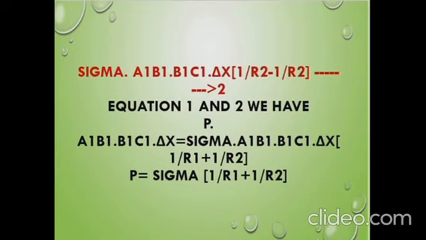Equation number 2. From equations 1 and 2 we have P into A1B1 into B1C1 into del x equals sigma into A1B1 into B1C1 into del x into 1 divided by R1 plus 1 divided by R2. Therefore, P equals sigma into 1 divided by R1 plus 1 divided by R2.